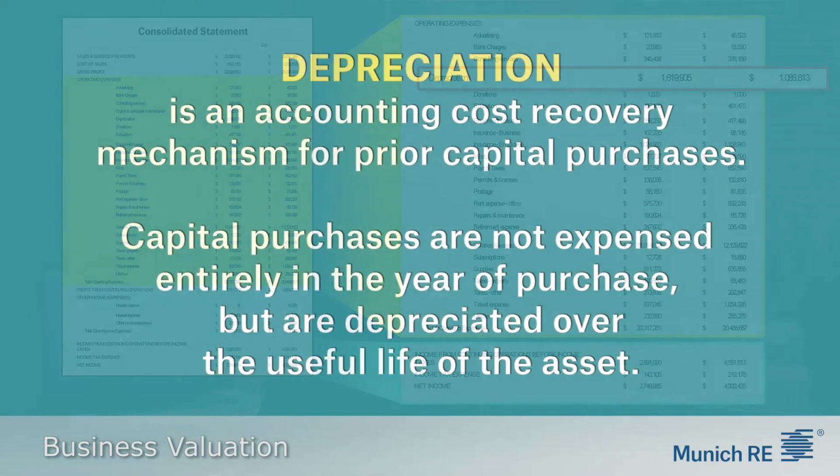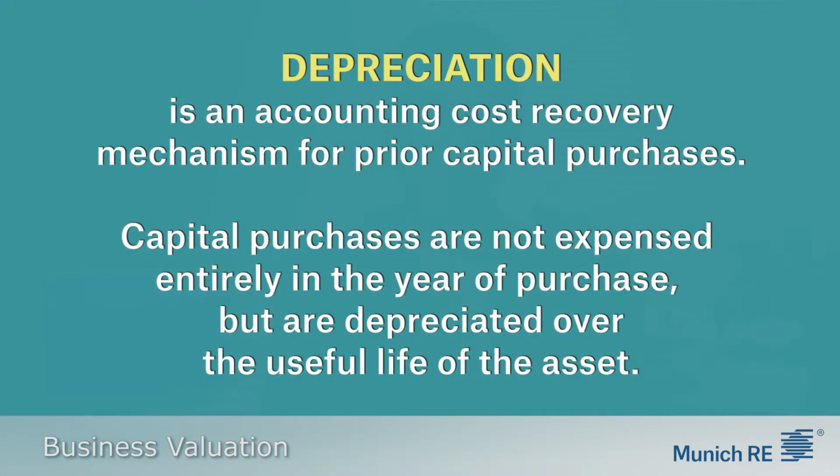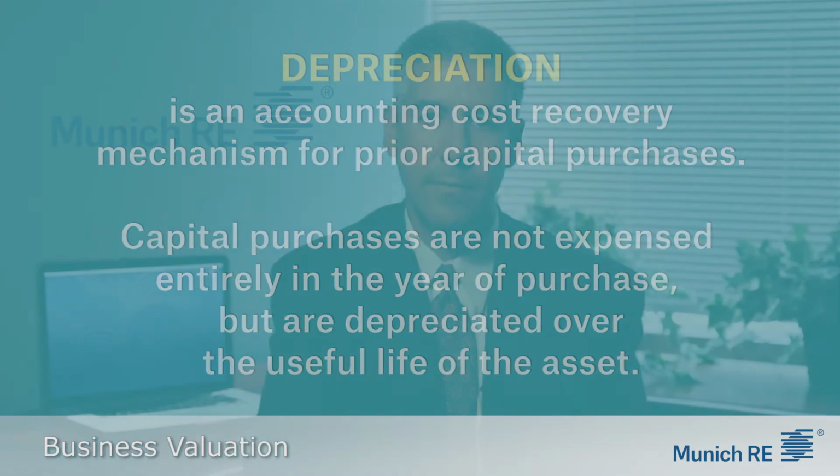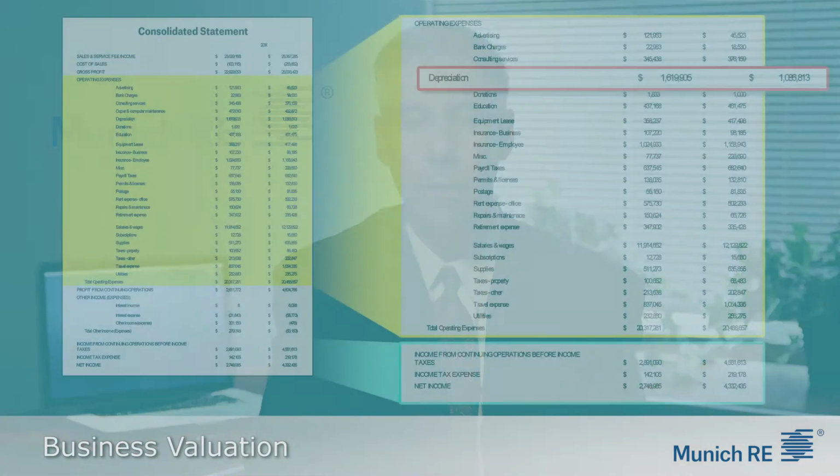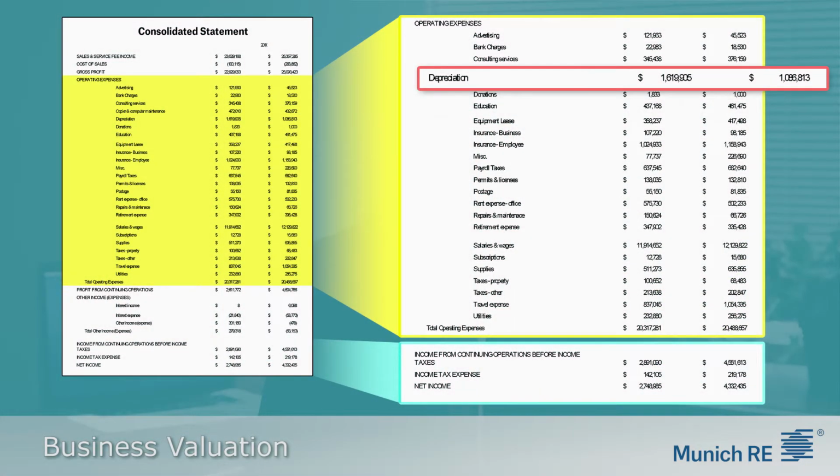Depreciation is an accounting cost recovery mechanism for prior capital purchases. Capital purchases are not expensed entirely in the year of the purchase, but are depreciated over the useful life of the asset. The deduction for depreciation expense does not represent cash used during the statement period and can be added back. We also see donations. This is a discretionary item that can be added back as well. While small in the overall context here, sometimes this can have a more significant impact on the bottom line.